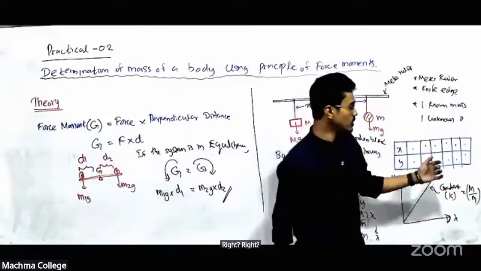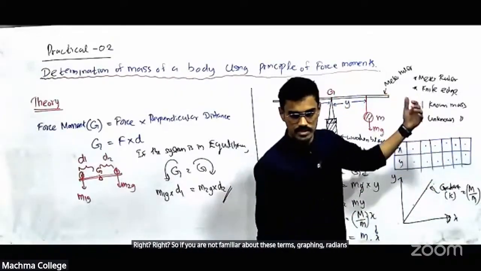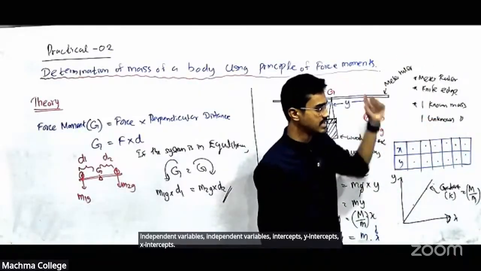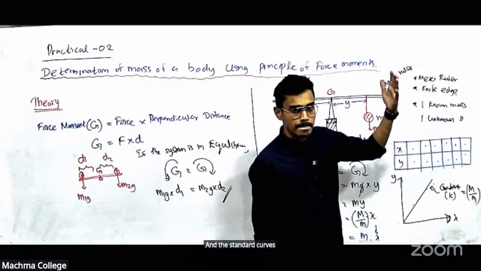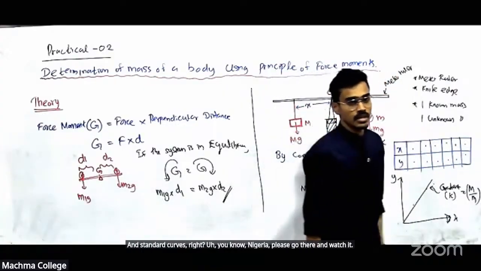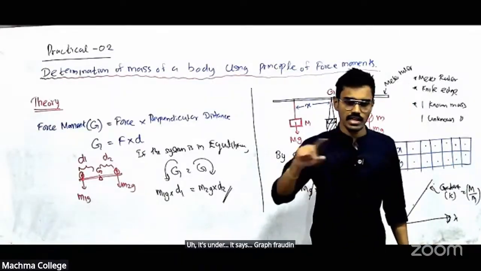Right. So if you are not familiar with these terms: graphing, gradients, independent variables, dependent variables, intercepts, y-intercepts, x-intercepts, and standard curves, in your leisure time please go and watch it. It says graph plotting for GCE A-level physics.